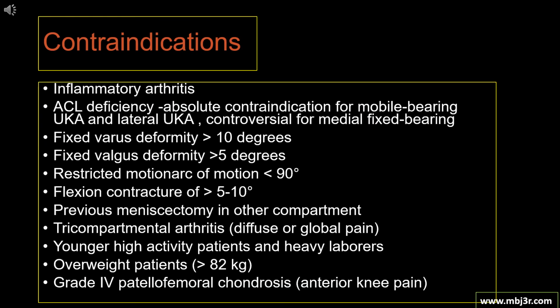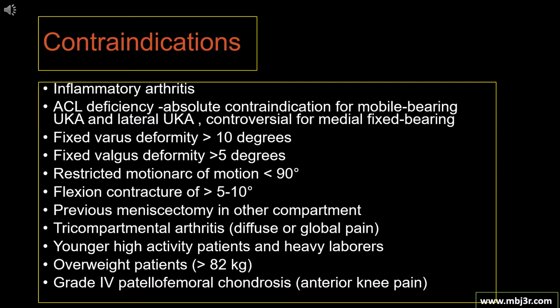Contraindications: inflammatory arthritis like rheumatoid arthritis and ankylosing spondylitis are contraindications. ACL deficiency is an absolute contraindication for mobile bearing unicondylar arthroplasty, and lateral UKA is controversial for medial fixed bearing.